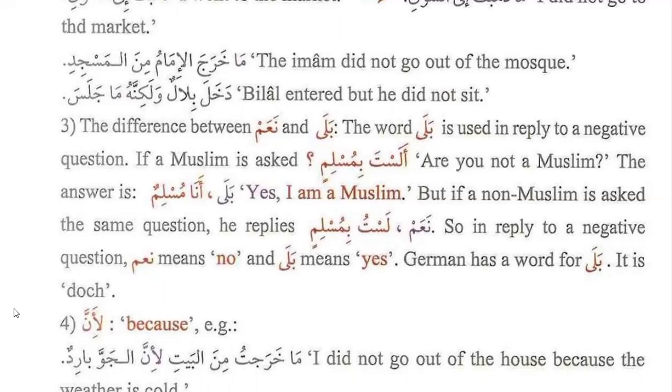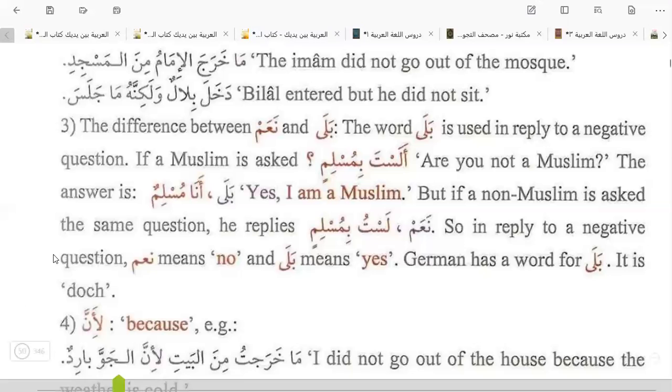The difference between naam and bala. The word bala is used in reply to a negative question. If a Muslim is asked, "Alasta bi Muslimin?" Are you not a Muslim? The answer is, "Bala ana Muslimun." Yes, I am a Muslim. But if a non-Muslim is asked the same question, he replies, "Naam, lastu bi Muslimin." So in reply to a negative question, naam means no and bala means yes.